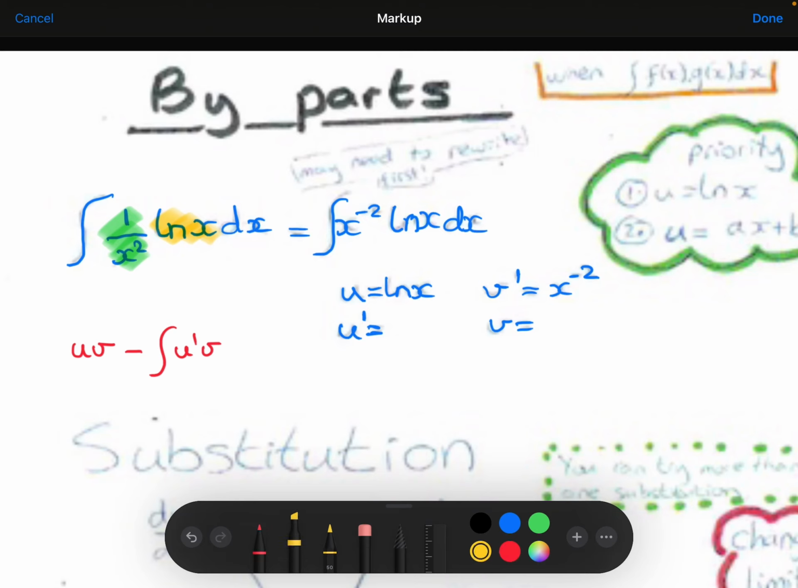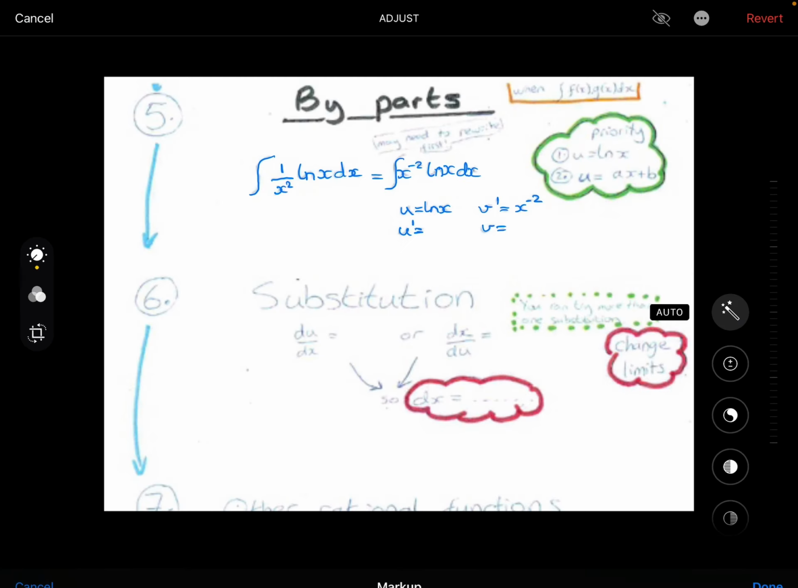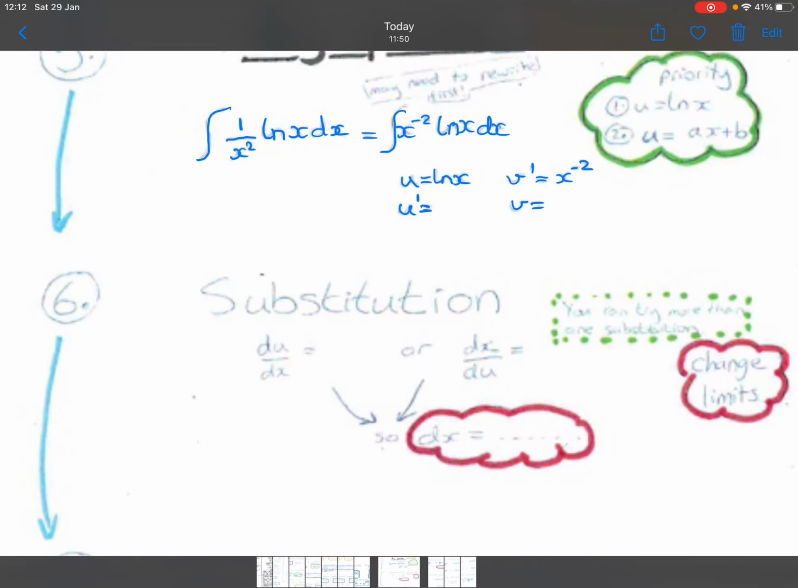You will choose the u function to be ln if you have an ln. Otherwise, if you don't have an ln, you will choose your u function to be a polynomial, a function in x. Once you've made your choice, you will differentiate the u function, integrate the v dash function, and then apply the formula. So we're using integration by parts if you have a product of 2 functions to be integrated.